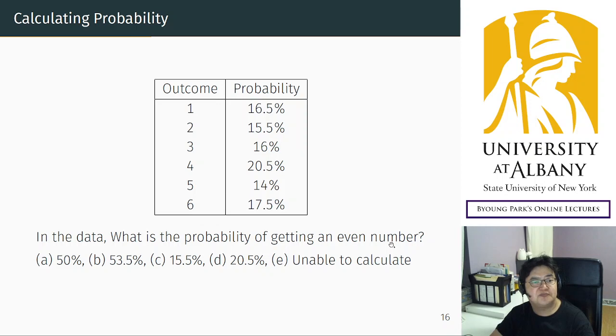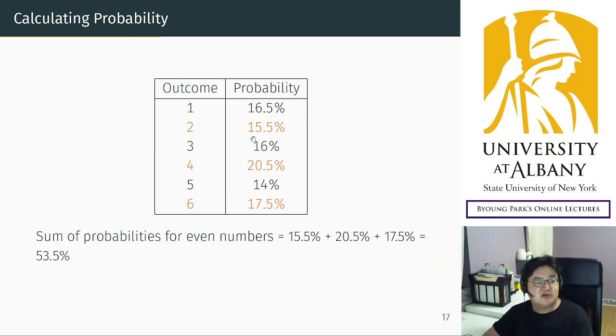So the answer is the sum of those three probabilities. There are three even numbers, 2 and 4 and 6. And if you sum the three numbers, then you get 53.5%. That is the probability of an even number. So it's simple, right? I believe I don't need any more explanation.